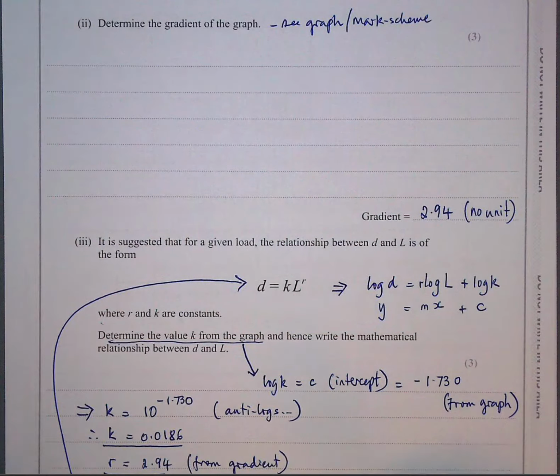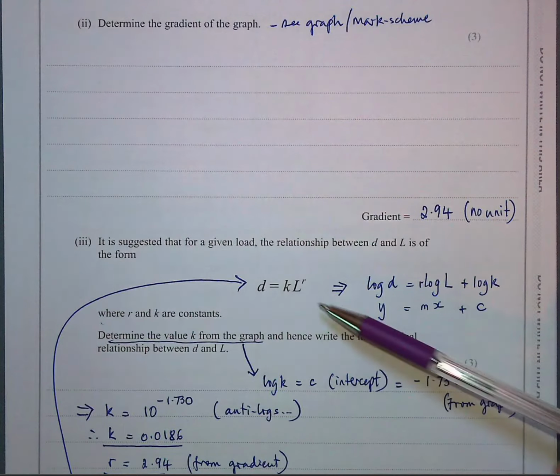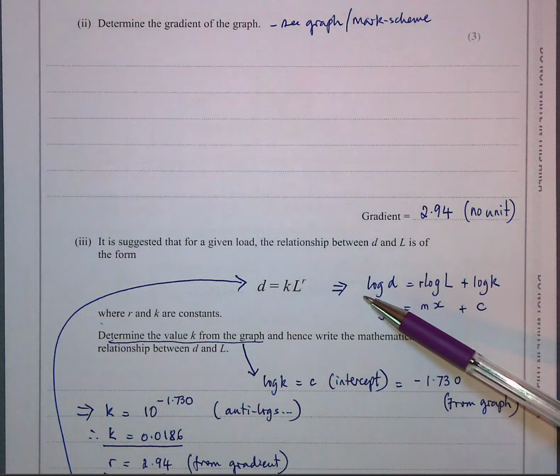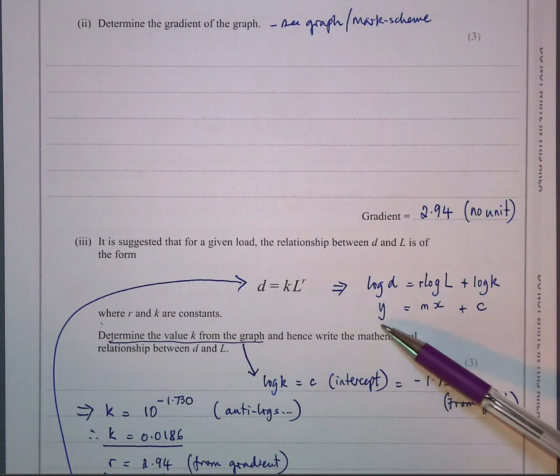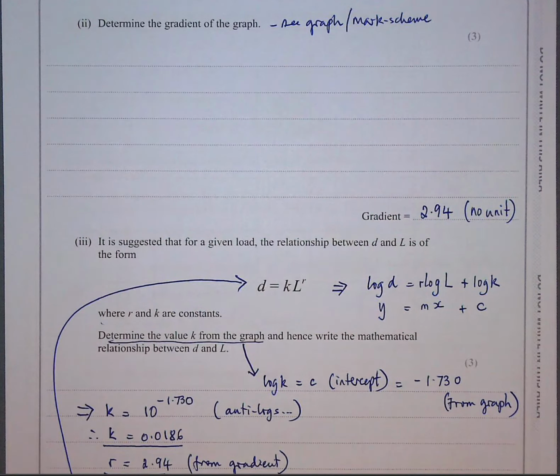Hope that makes sense. The next part says it is suggested that for a given load L, the relationship between D and L is of this form: D equals K L to the power of R. Okay, well, if you take logs, you'll get this. You need to make sure you take logs. And this means that if you put log d on the y-axis, the gradient will be r. So the gradient we've already calculated is that, and the intercept will be log k.